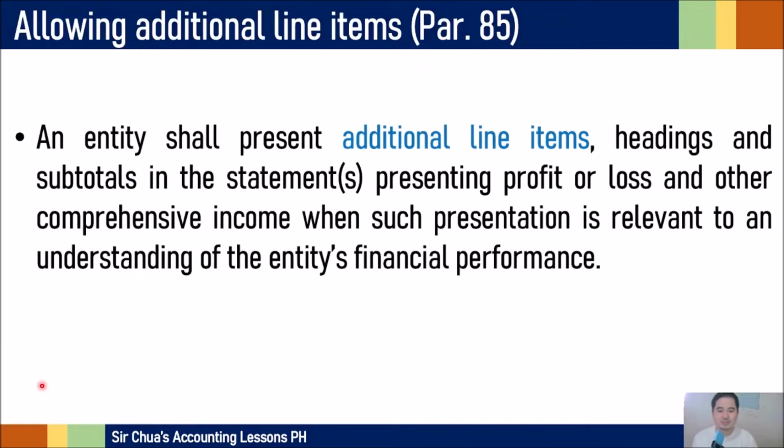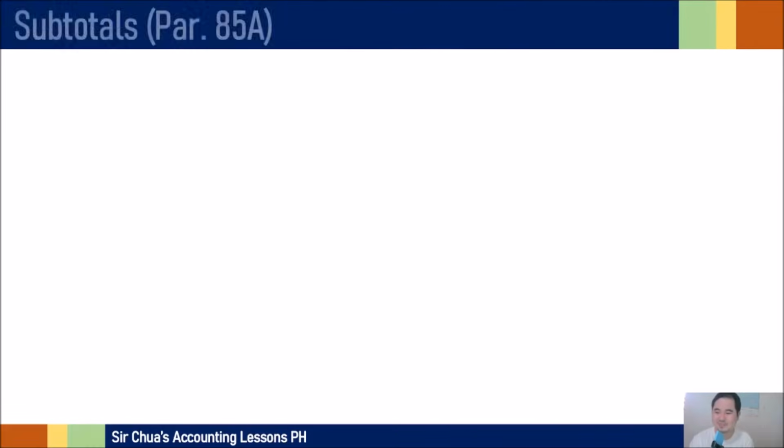Now, an entity shall present additional line items, pwede po yun, headings and subtotals in the statements presenting profit or loss and other comprehensive income kung sakali daw po na yung mga additional line item, heading and subtotals po natin ay relevant na makakatulong po siya sa understanding ng financial performance po ng isang entity. Okay? So, pwede daw po tayo magdagdag ng additional line items that would add to the understanding po ng financial performance ng isang company. Okay?